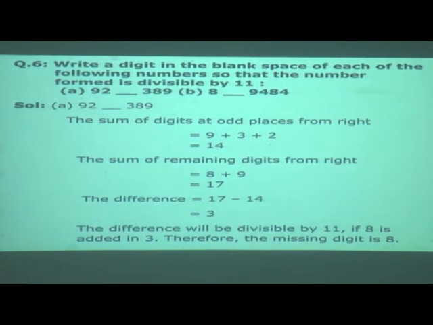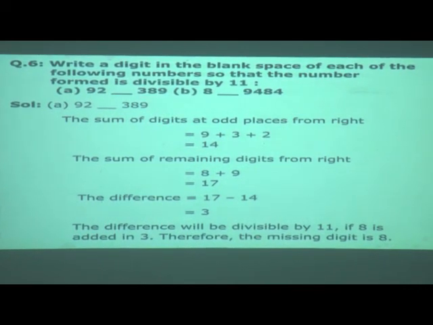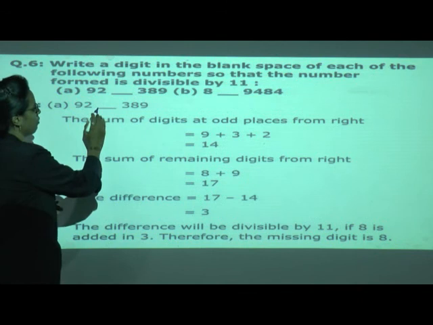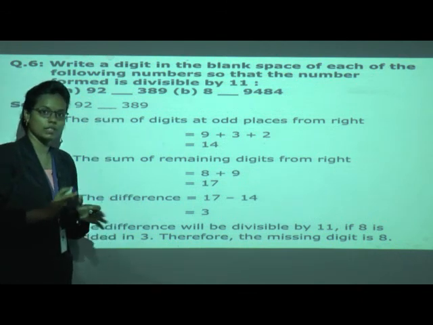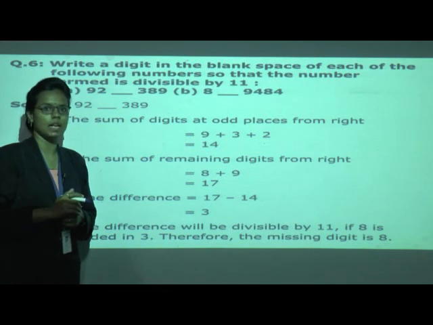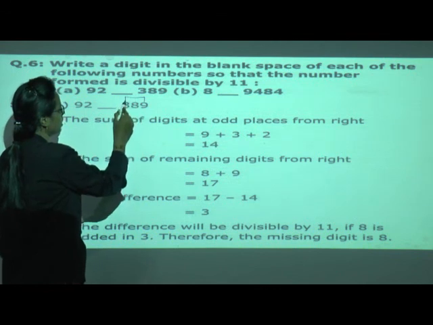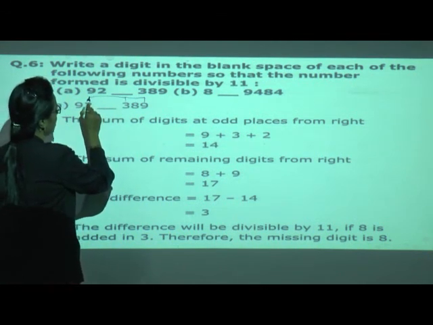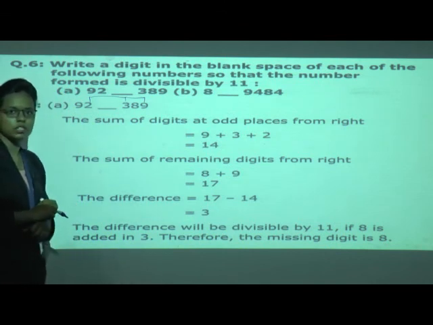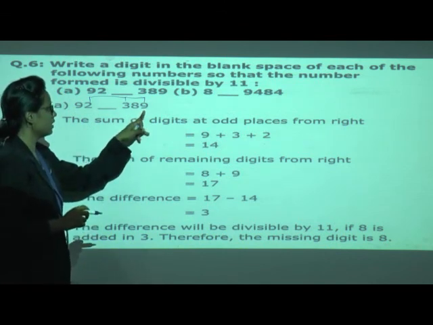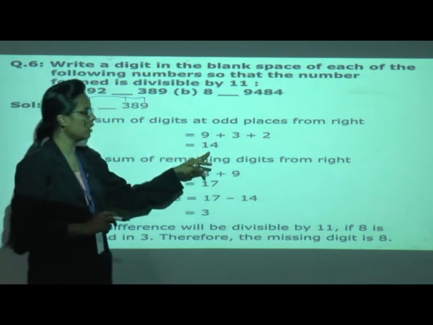See here, write a digit in the blank space of each of the following numbers so that the number formed is divisible by 11. As we know, we have to put a number so that the number is divisible by 11. See here, odd places from the right side: first, third and fifth. Let us add them: 9 plus 3 plus 2. We got 14.